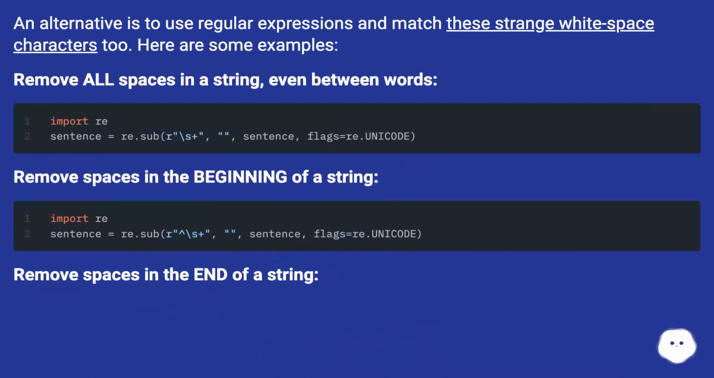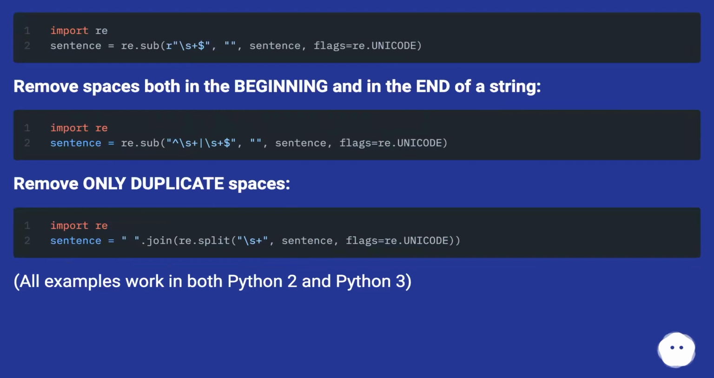An alternative is to use regular expressions and match these strange whitespace characters too. Here are some examples. Remove all spaces in a string, even between words. Remove spaces in the beginning of a string. Remove spaces in the end of a string. Remove spaces both in the beginning and in the end of a string. Remove only duplicate spaces. All examples work in both Python 2 and Python 3.